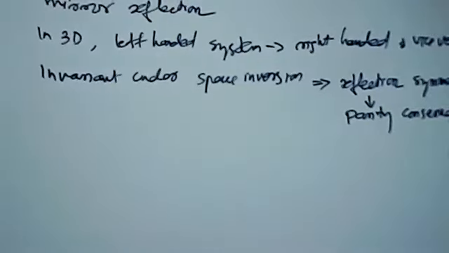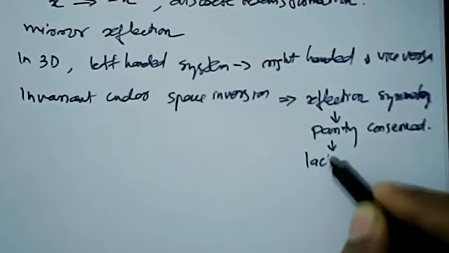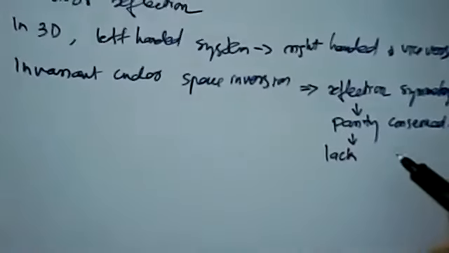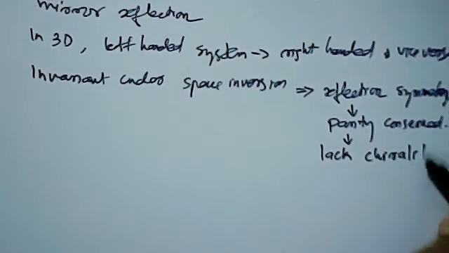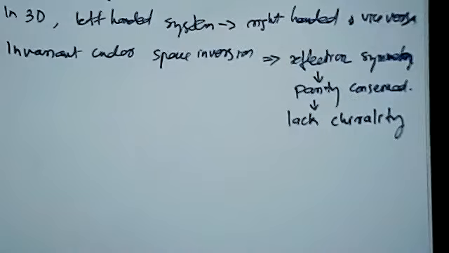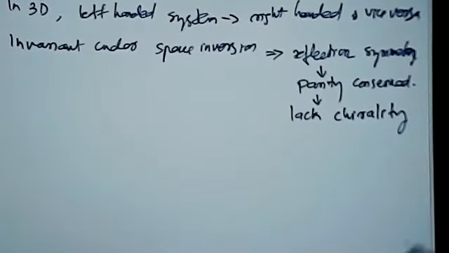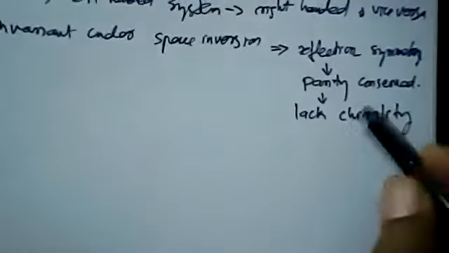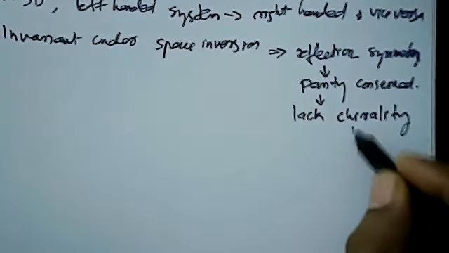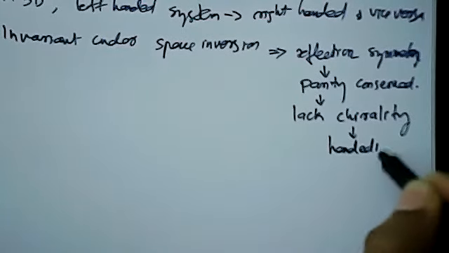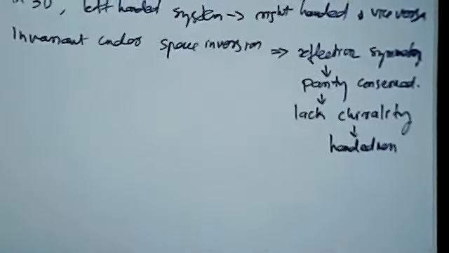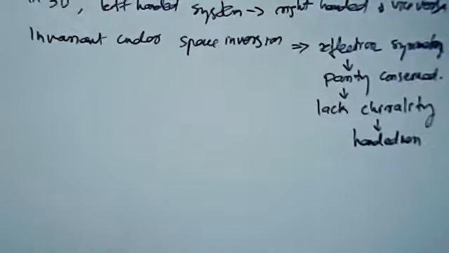Another term usually we use is, if parity is conserved, we say the system lacks chirality. Chirality means the handedness, right-handed or left-handed. That is chirality. That is a property of the system. So these are the usual things.